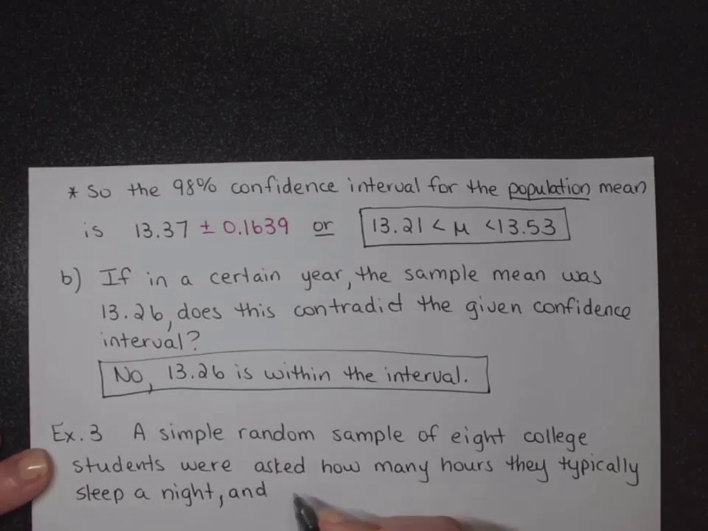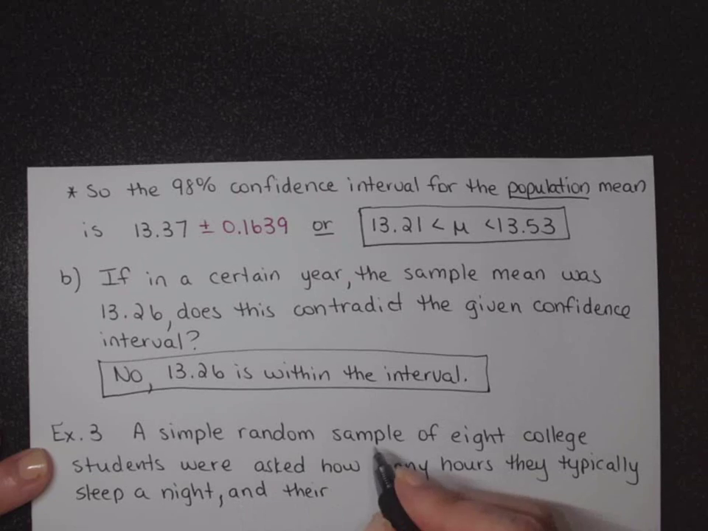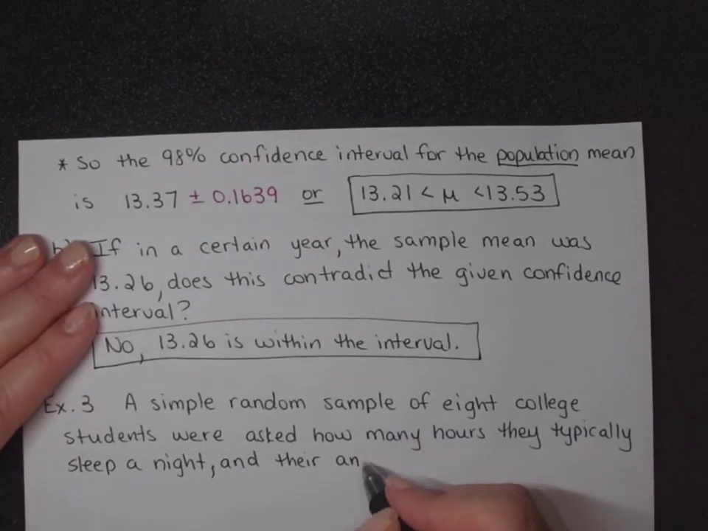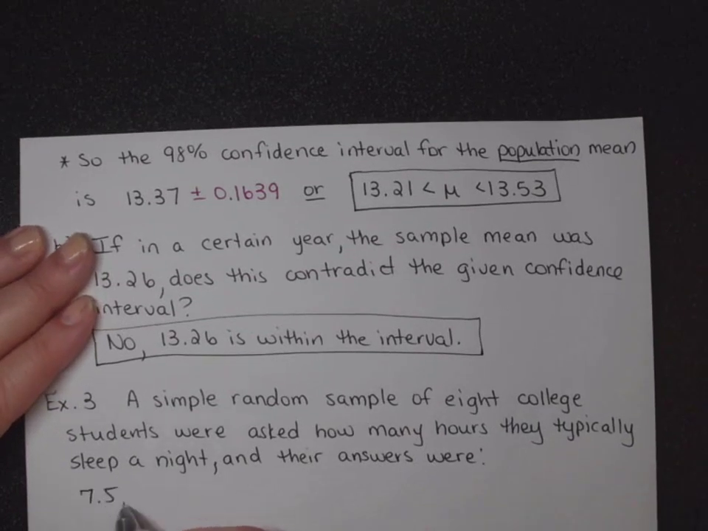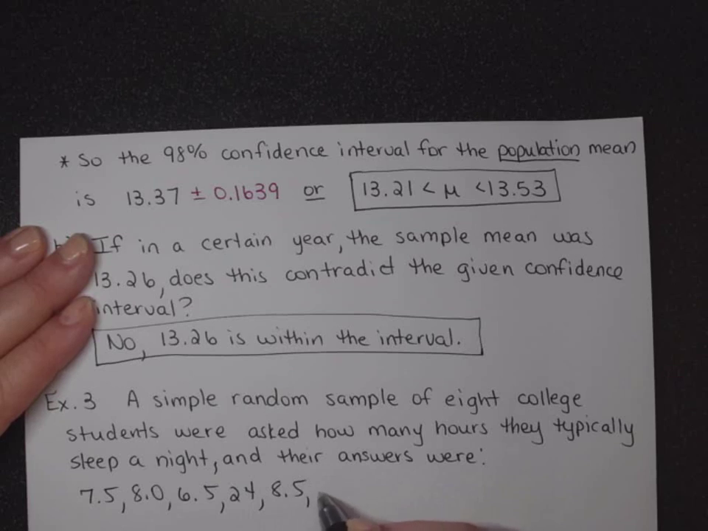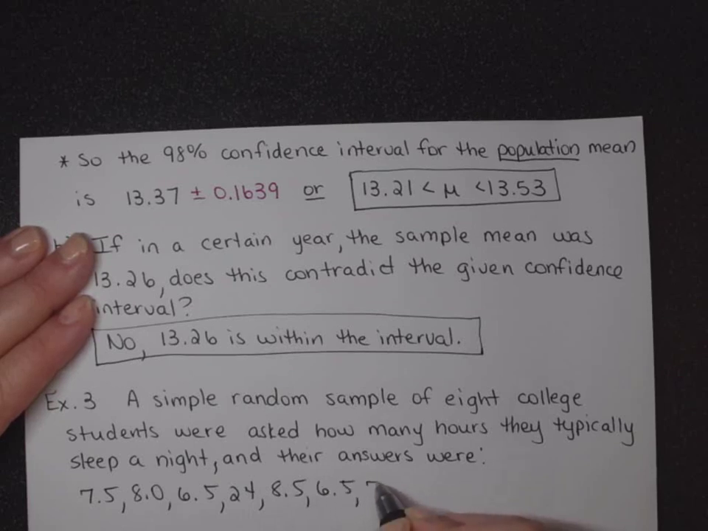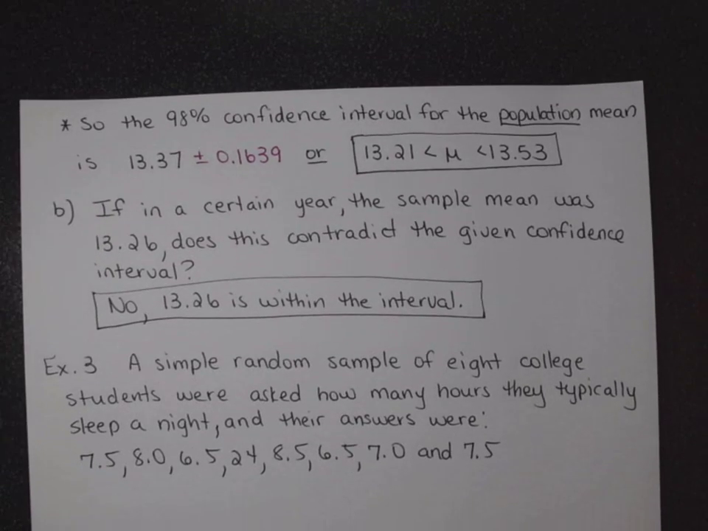And let's say these were their responses. So maybe we sent them a survey by email or something. So their answers were the following. We got a really sleepy boy here. 24 hours there. Maybe he had a really rough night the night before. Okay, but these 8 values are what we're going to use.